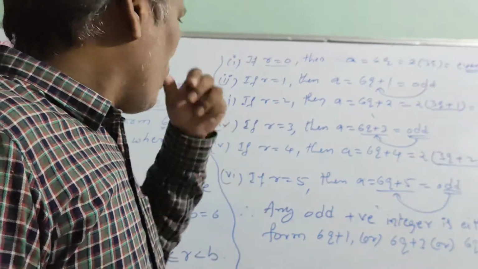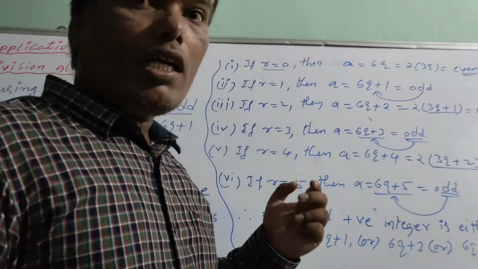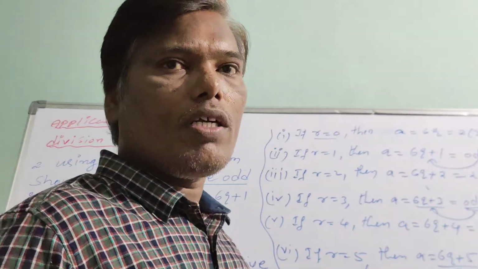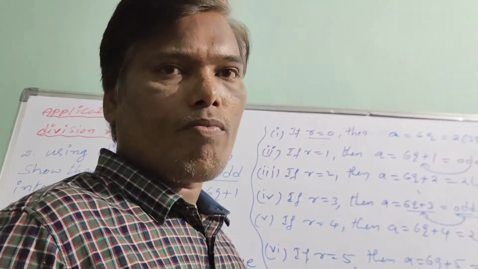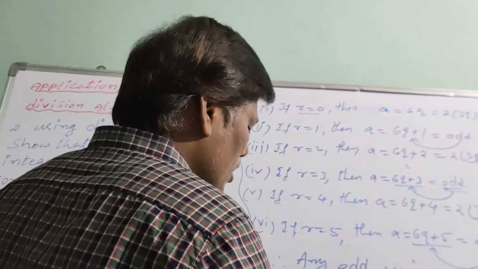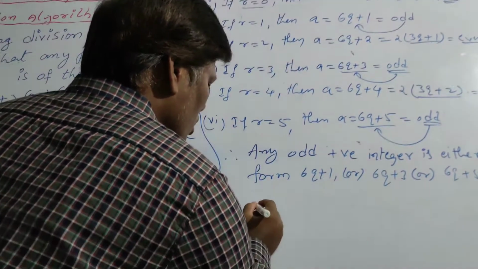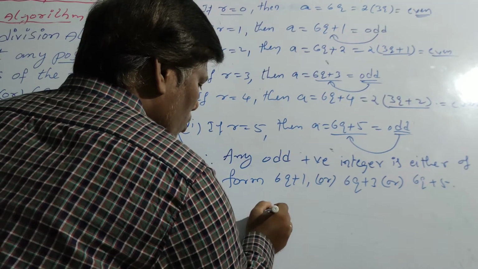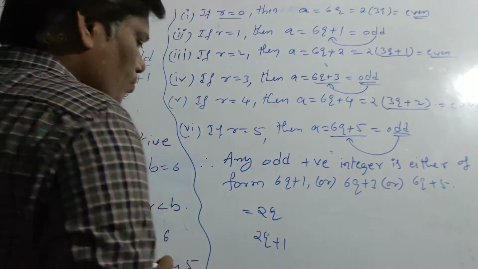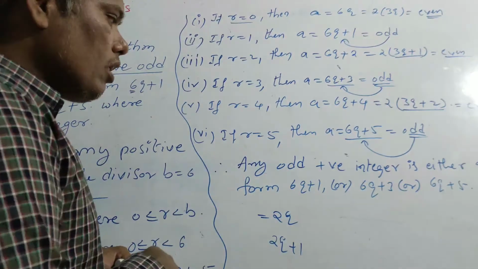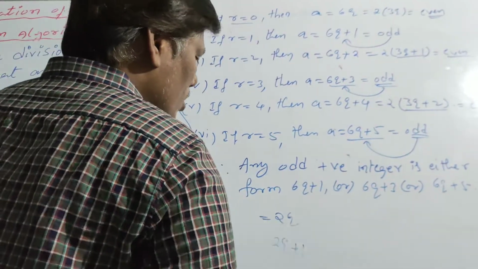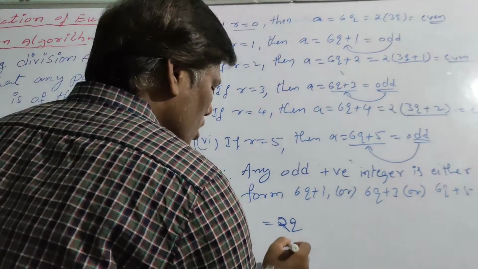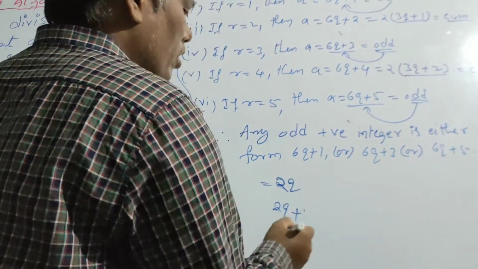Okay, so in this way there are some more examples and some more problems in the textbook based on the properties of even numbers and odd numbers. In some questions they ask to prove that any odd positive integer is of the form 2q plus 1 and any even positive integer is of the form 2q. Once you see those problems, any even positive integer is of the form 2q and any odd positive integer is of the form 2q plus 1.